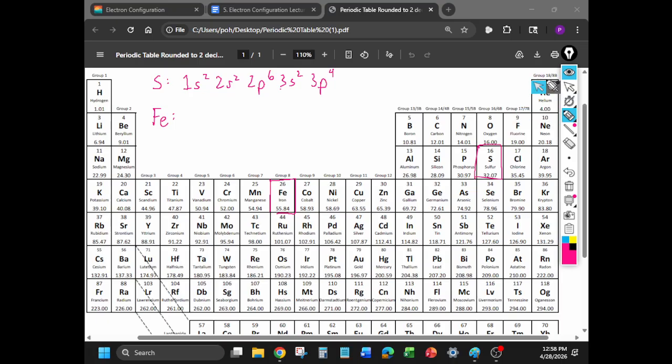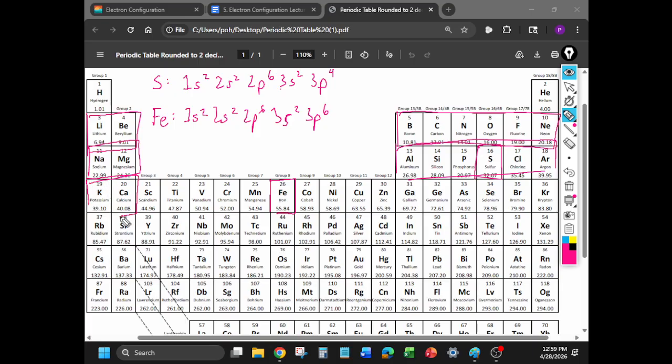Now, some of you guys might actually start seeing the patterns, right? So you can just kind of skip a lot of it. So first row, 1s2. This section right here is going to be what? 2s2. This section right here is 2p6. This section right here, 3s2. We're in the third row still. And then this section right here is 3p6.